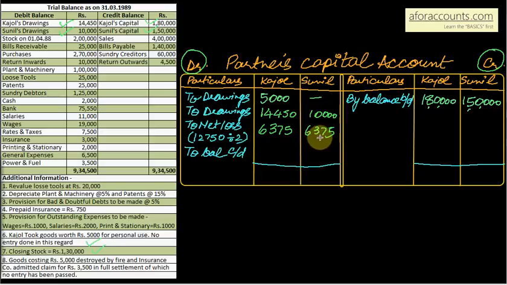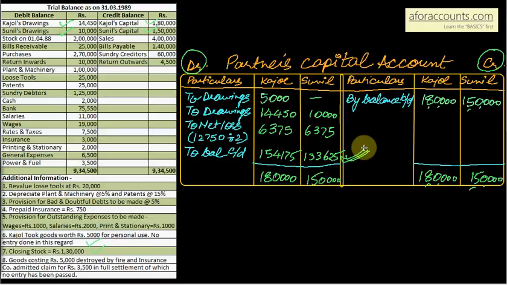So let's balance the partners' capital account. Take the total 180, 150. Okay, now the balancing figure is your closing capital, 154,175 and 133,625. Take the total. And take these figures to the capital in the balance sheet.